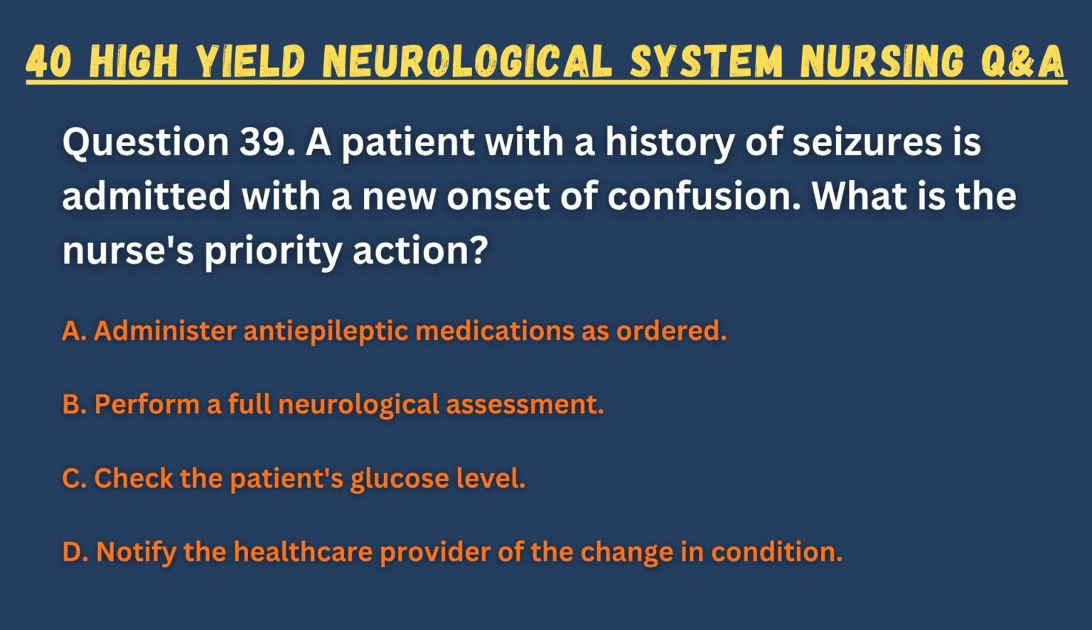Question 39. A patient with a history of seizures is admitted with a new onset of confusion. What is the nurse's priority action? A. Administer antiepileptic medications as ordered. B. Perform a full neurological assessment. C. Check the patient's glucose level. D. Notify the healthcare provider of the change in condition.